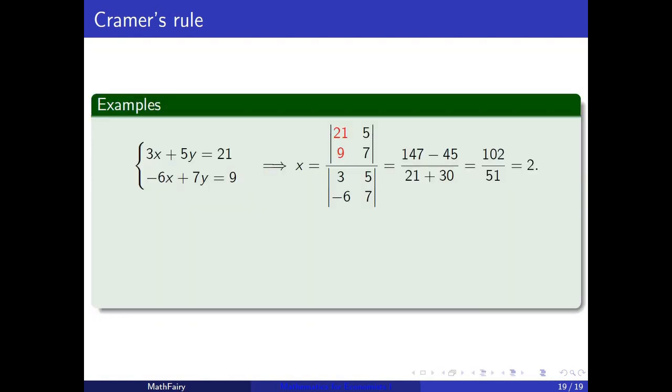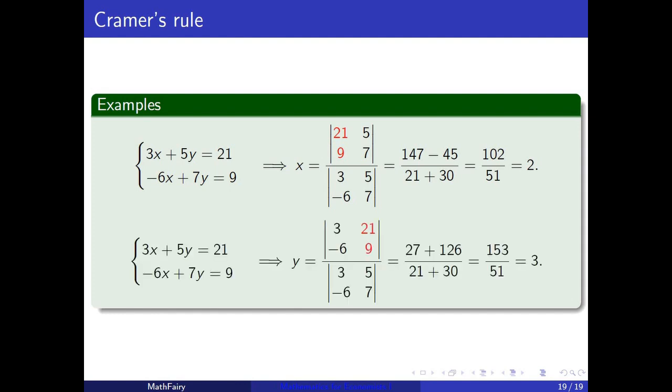Let's take a look at 2 examples of this. This is a system of linear equations that we have already solved in the beginning. So X would be the determinant of this modified matrix divided by the determinant of the original coefficient matrix, which gives us 2. And likewise, Y would be the determinant of this modified matrix divided by the determinant of the original coefficient matrix. In this case, that would give us 3.